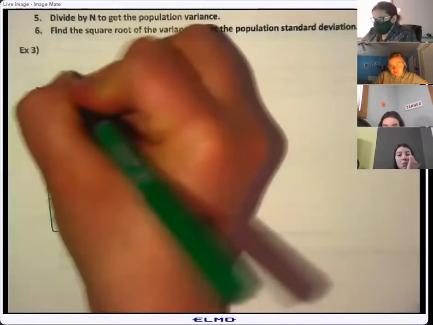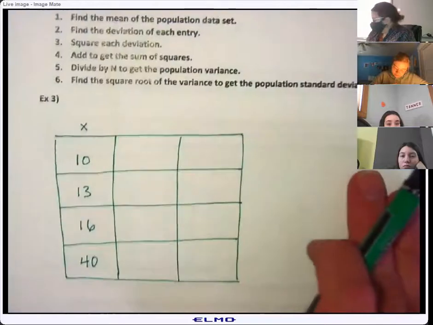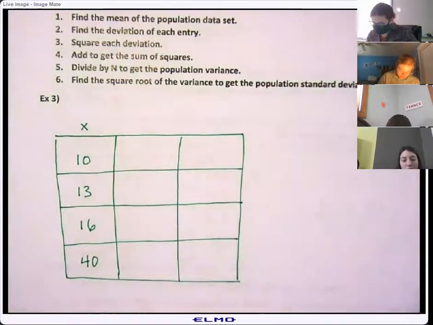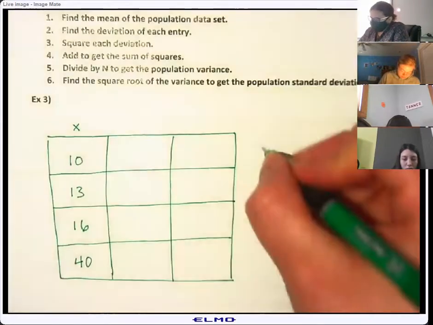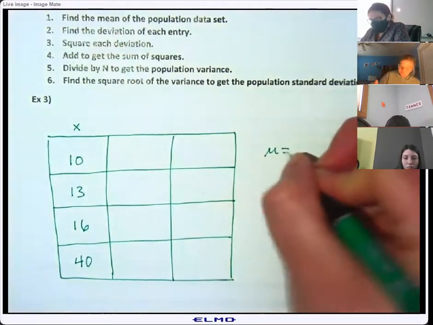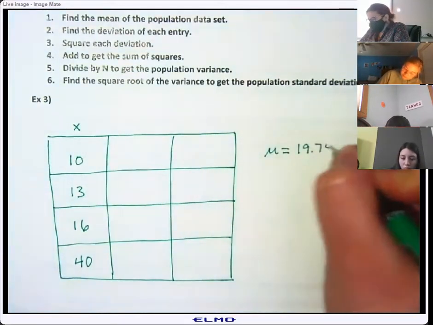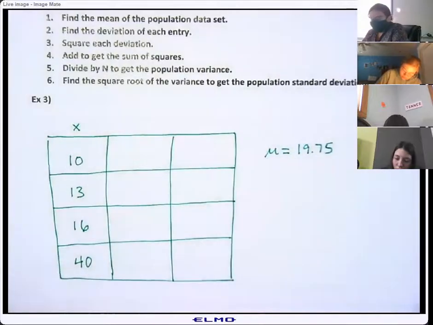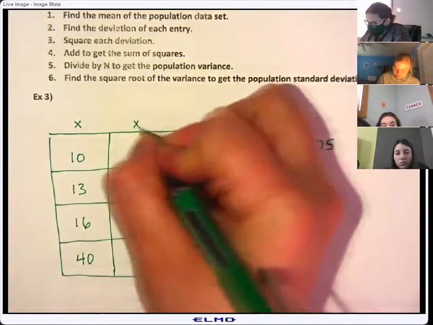So this is the data point. The first thing we have to do, according to here, is find the mean of the population data set. So we're just going to add all these up and divide by four. Everybody do that yourself. I got that my population mean is 19.75. You remember that this is pronounced mu, and that is not an M, it's like a U with a tail off the front. First category is deviation, that's X minus mu.